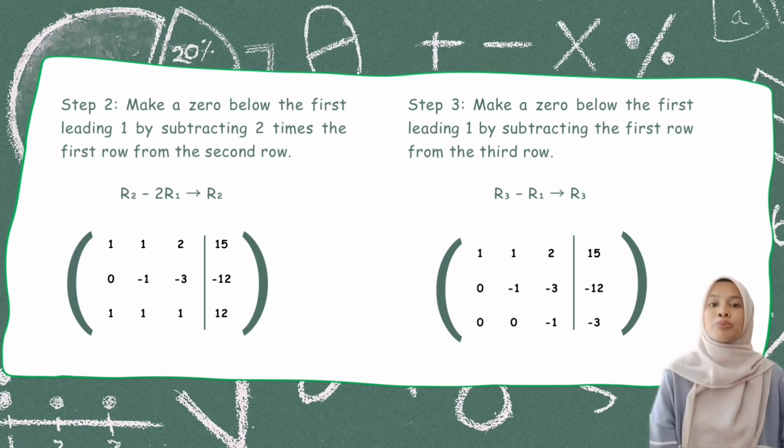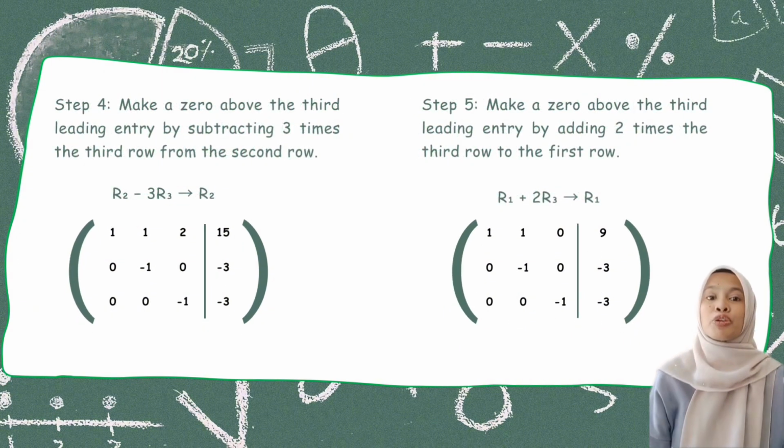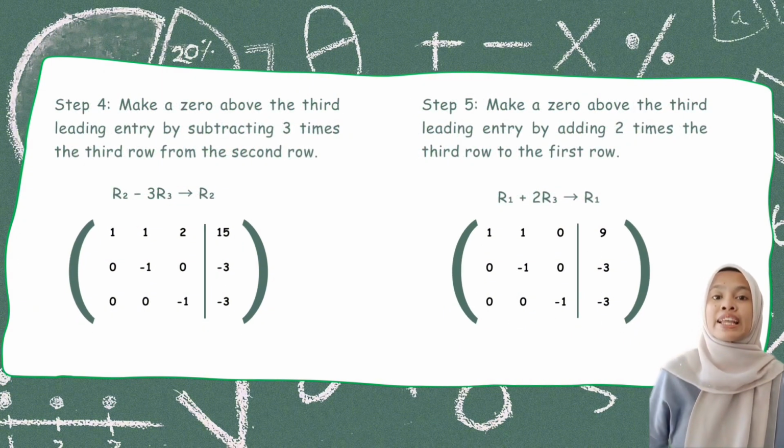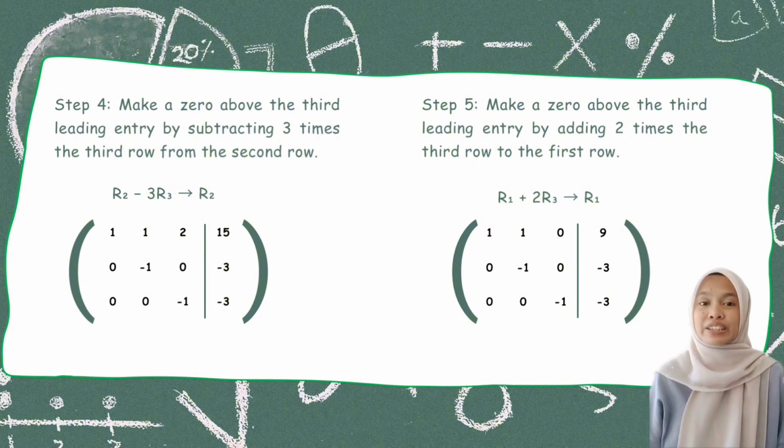In step 3, we make another 0 below the first leading one by performing the row operation row 3 minus row 1 gives row 3. As a result, the third row becomes 0, 0, -1, -4. We make a 0 above the third leading entry by performing the row operation row 2 minus 3 row 3 gives row 2. As a result, the second row becomes 0, -1, 0, and -3.